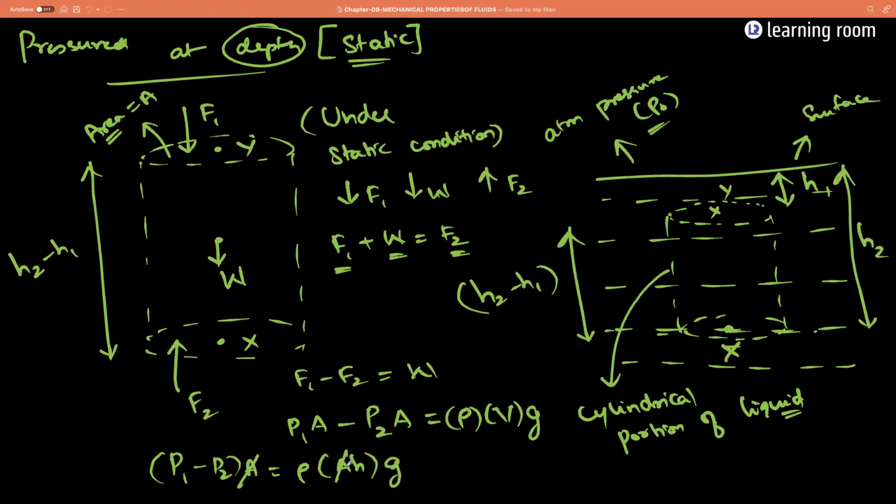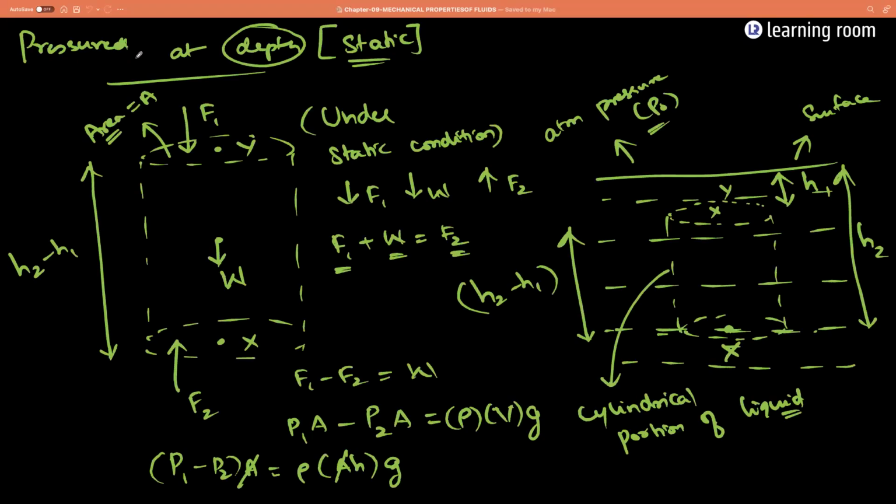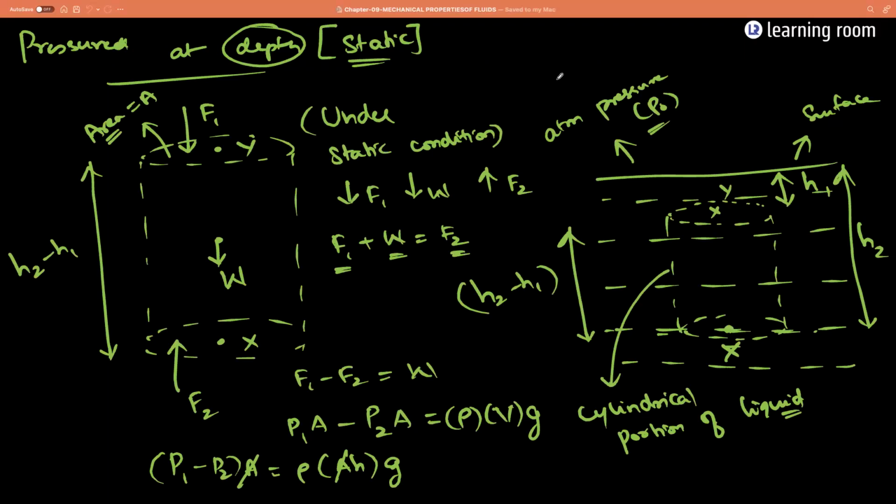So what will get cancelled? A and A. So from this, what will I get? Listen to this carefully. P1 is equal to P2 plus rho g h, or P1 minus P2 is equal to rho g h. Is that not what you're getting? So what are we concluding from this? Pressure at point 1 is more compared to the pressure at point.